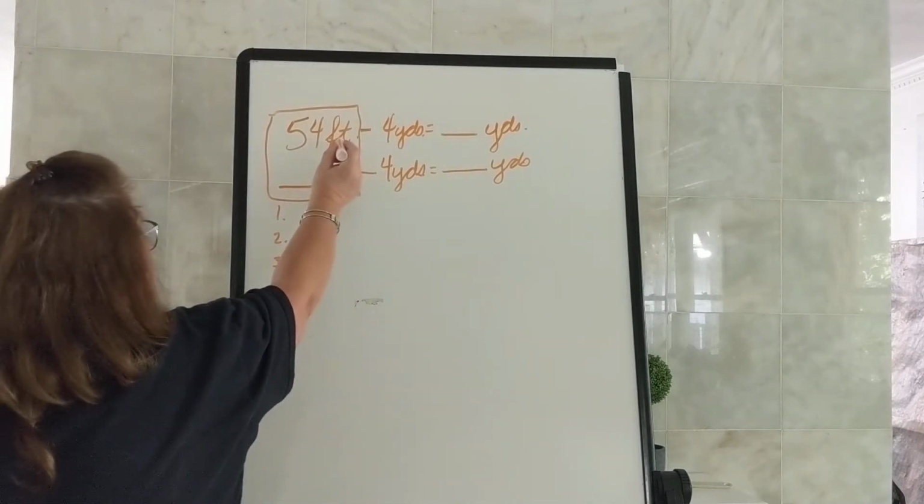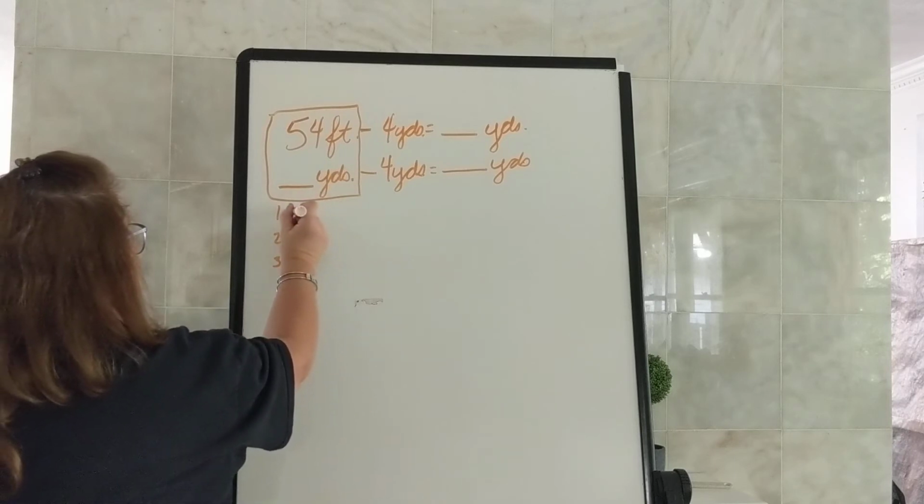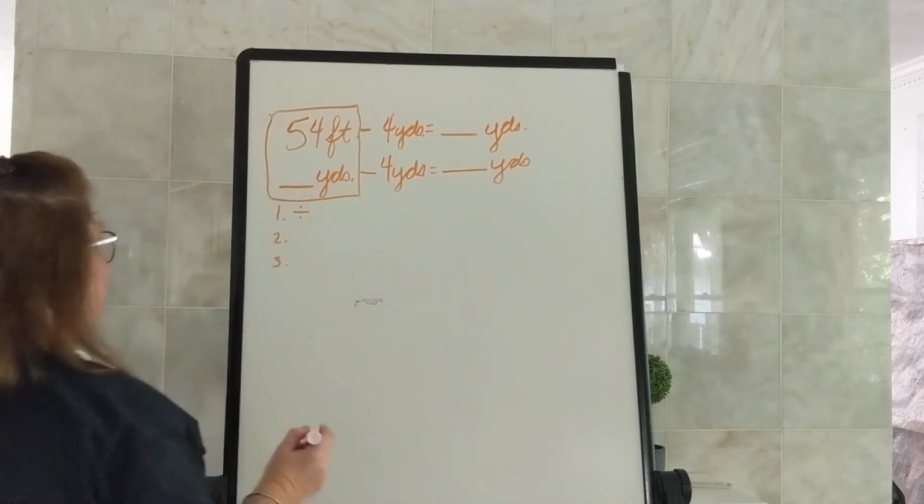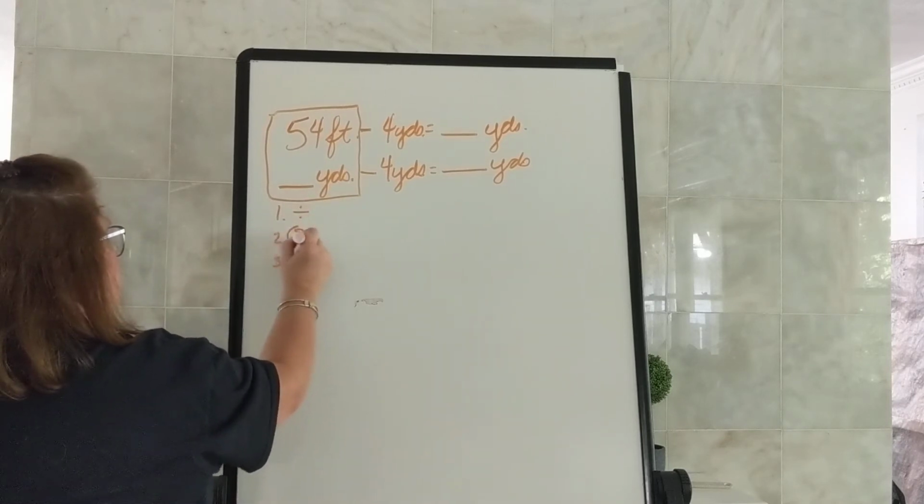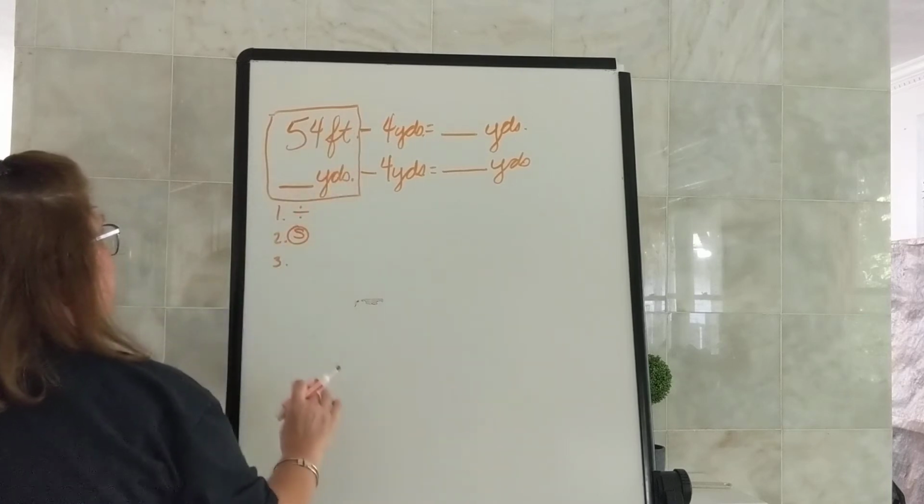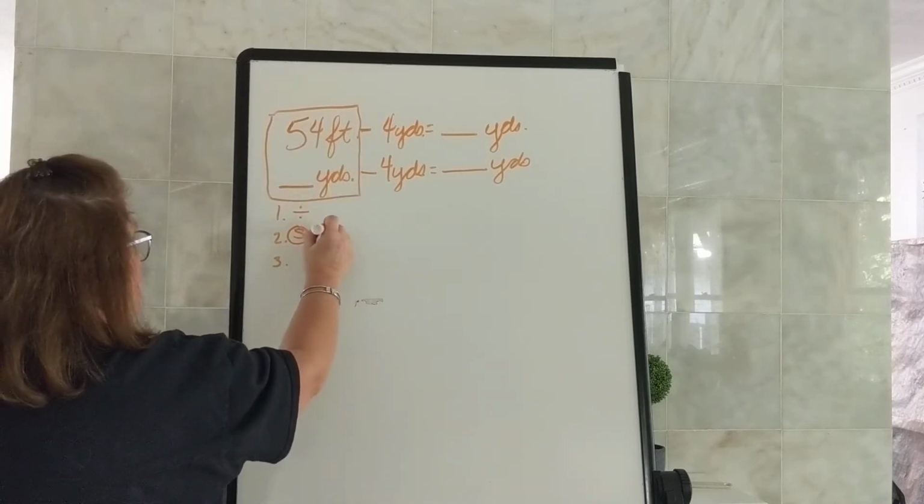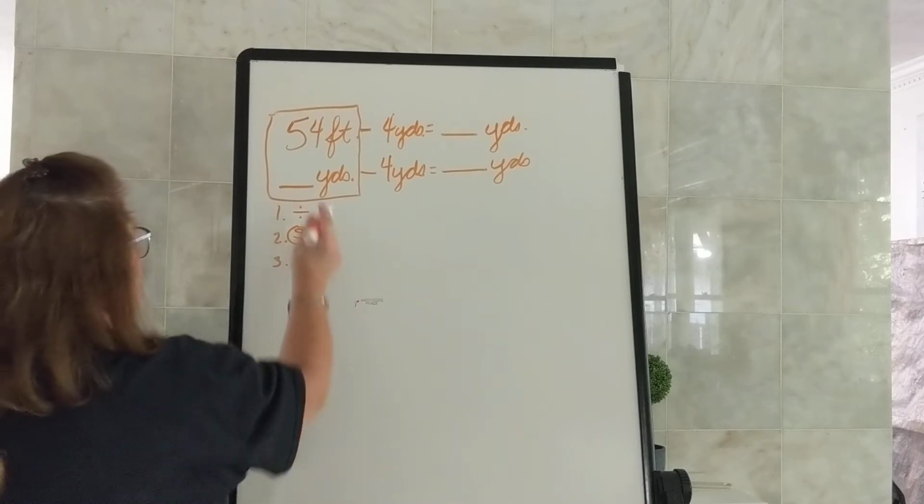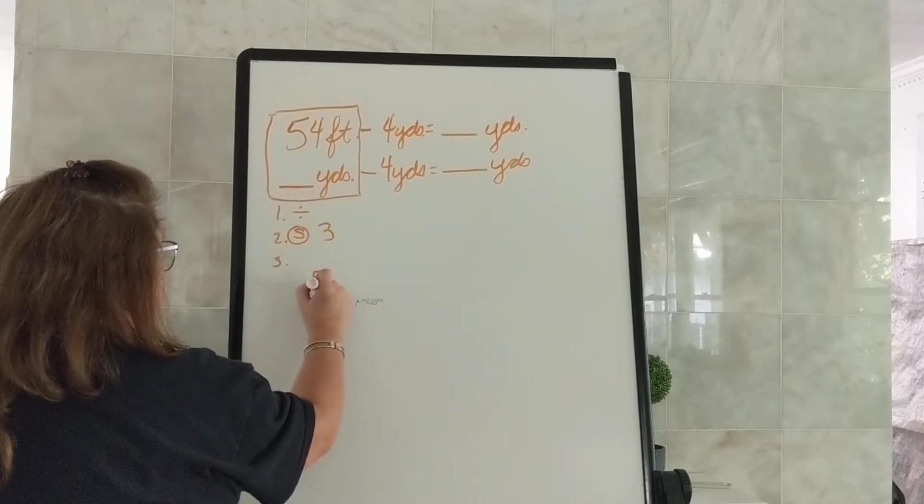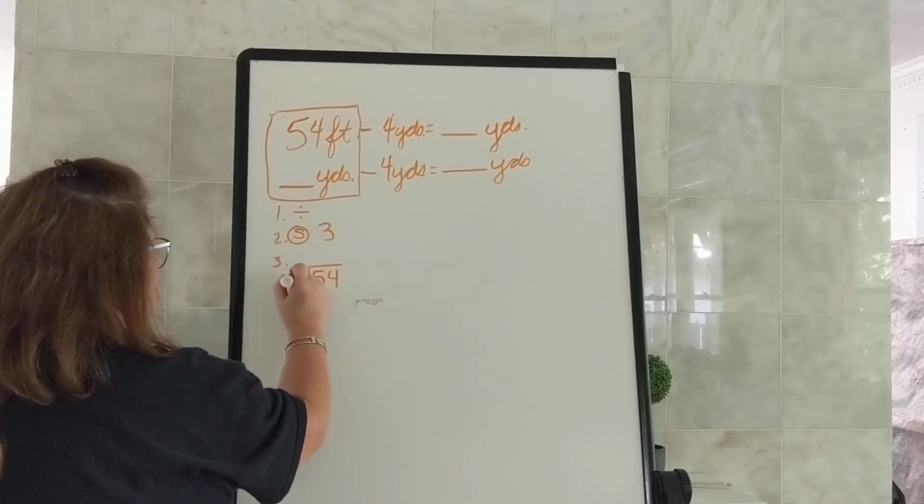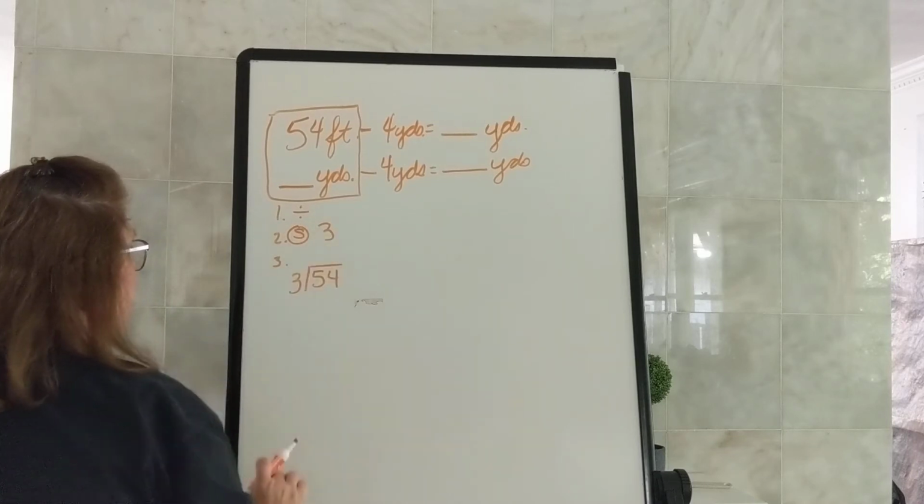So we are going smaller to larger, so we will be dividing. And now we find our special number. How many feet are in a yard? Well, we know that's 3. So we are going to divide our given number, 54, divided by our special number 3.